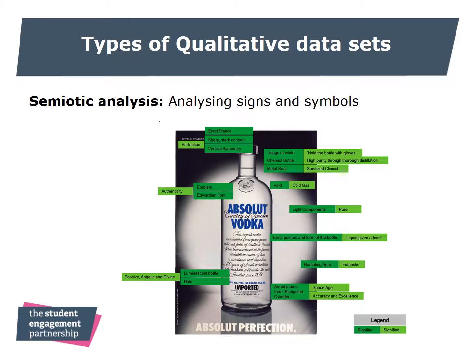There are several types of qualitative data sets. Semiotic analysis involves analysing signs and symbols. For example, a participant captures an image and is filmed whilst talking through what the image means to them. It's important to note that the analysis of the picture and its meaning is in a particular social context.